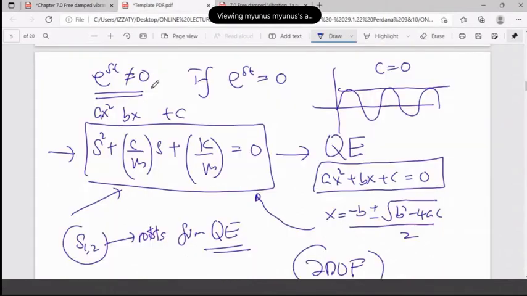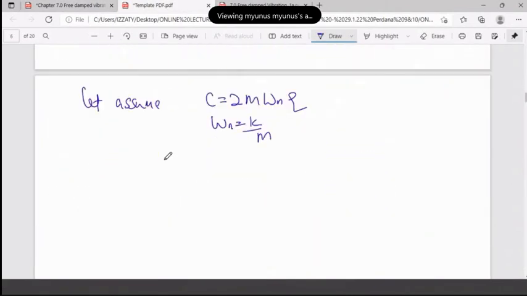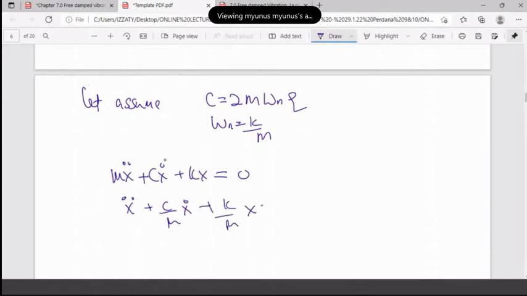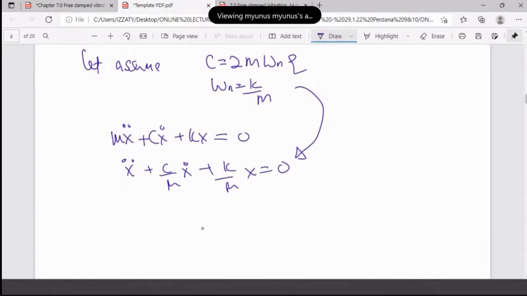So now let's take that you have m x double dot plus c x dot plus k x equal to 0. Then you put x double dot plus c by m x dot plus k by m x equal to 0. Then you try to introduce this one in the equation. So your x dot will remain as x dot. This one plus the c by m here, c here, m here, so you bring c by m. It will give you 2 omega n zeta.